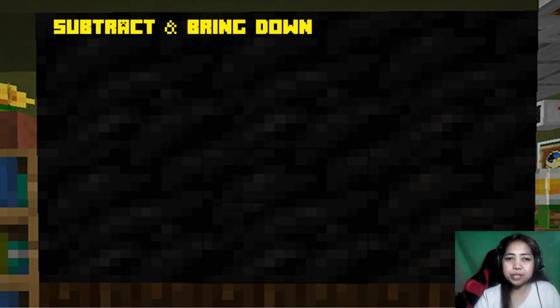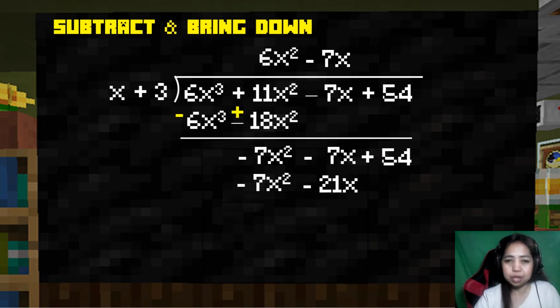Step is to subtract and bring down. So, we have here, ayan na. Diba, ito na yung ating sagot ng minultiply yung negative 7x sa kanilang dalawa. So, subtract na natin. Again, ano nga yung dapat nating tandaan? Yung mga signs niya ay mababago. So, kung ito yung negative, it will become positive. At yung negative 21x, magiging positive naman.